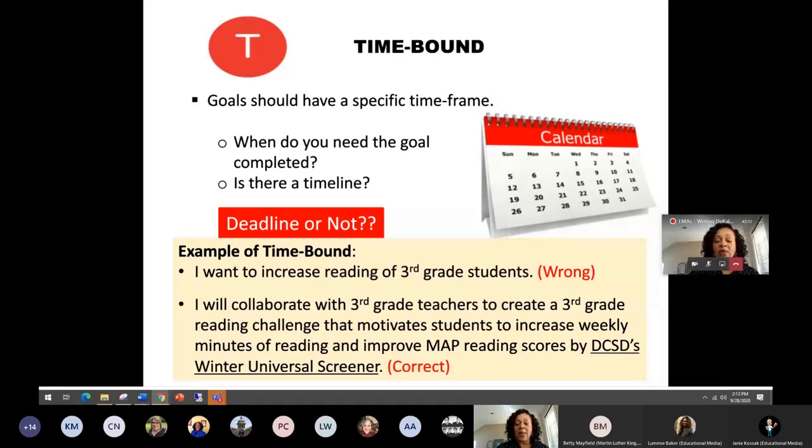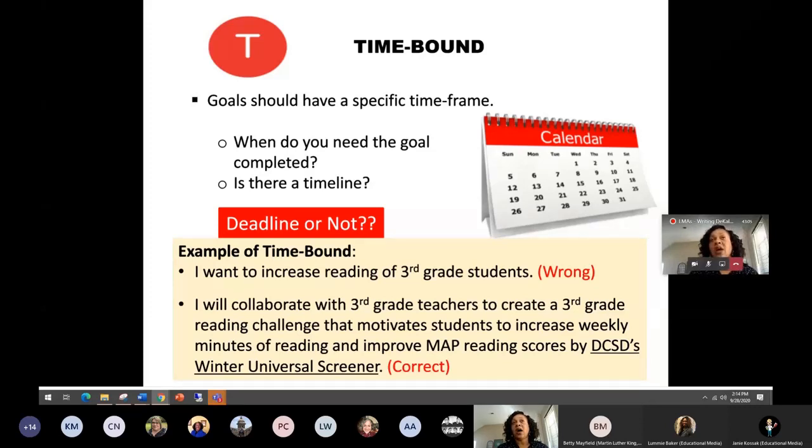In our example for time bound, I started again with I want to increase reading of third grade students. However, in that first example, I did not include any time frame or any timeline for increasing reading of third grade students. In the second example, it gives more information. I will collaborate with third grade teachers to create a third grade reading challenge that motivates students to increase weekly minutes of reading and improve MAP reading scores by the DCSD Winter Universal Screener, which occurs in January.